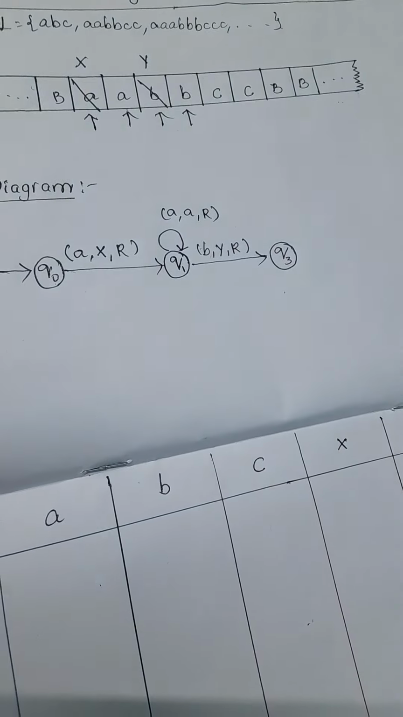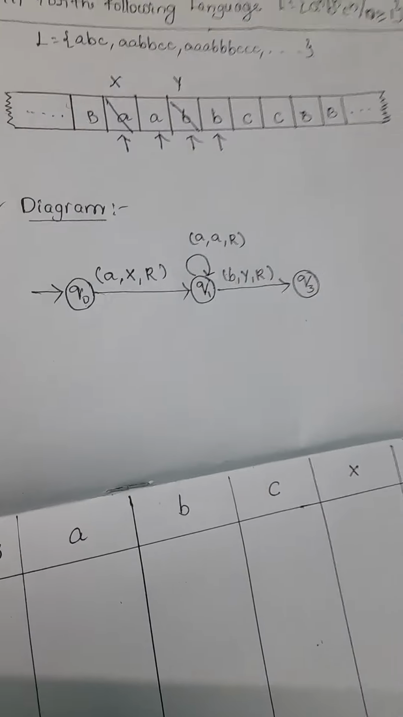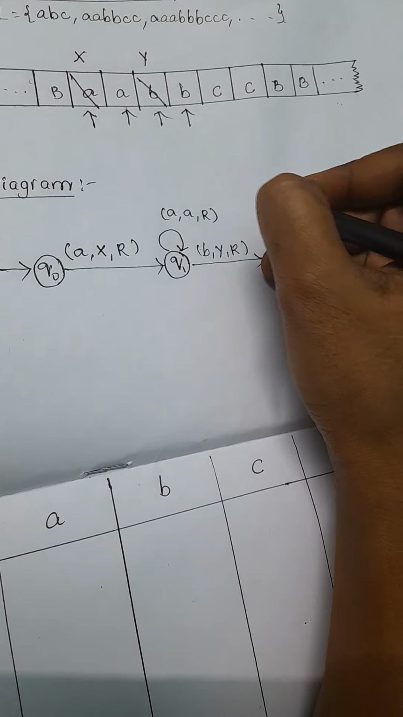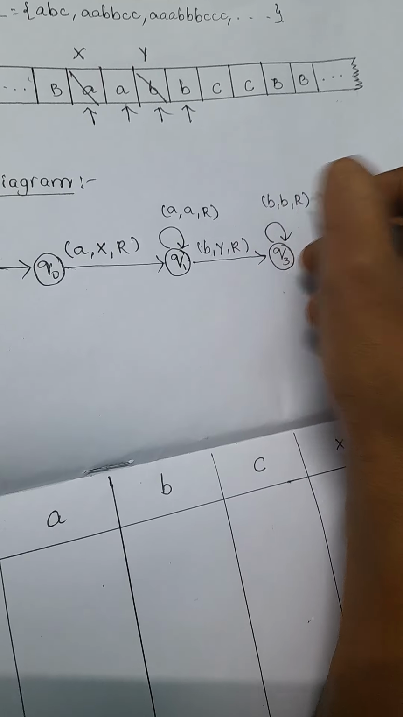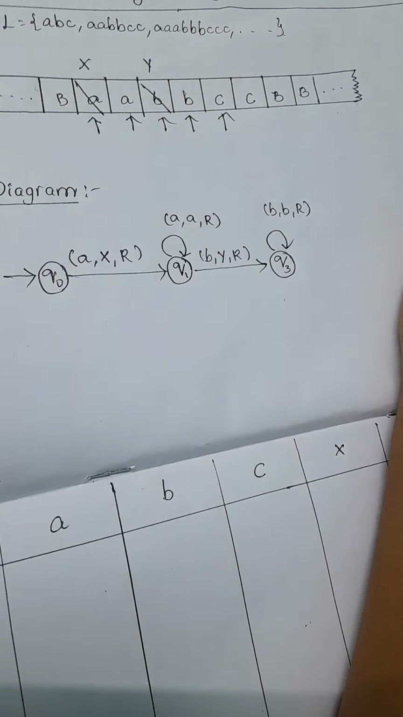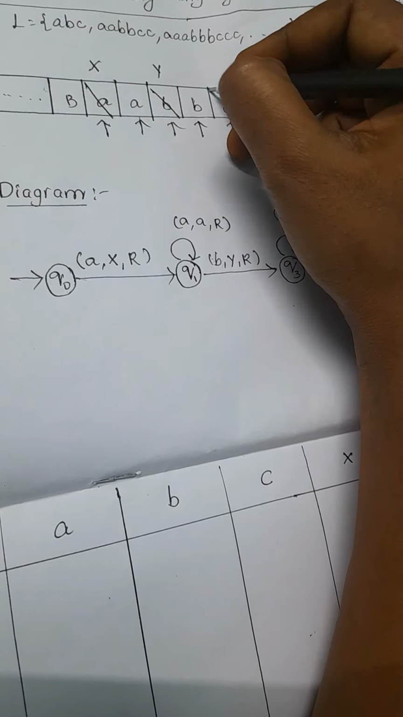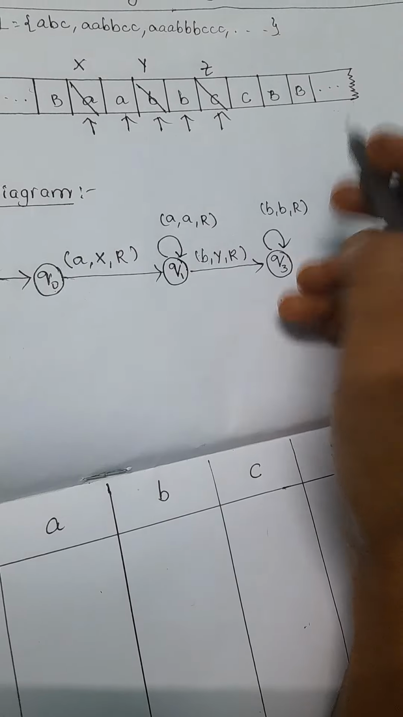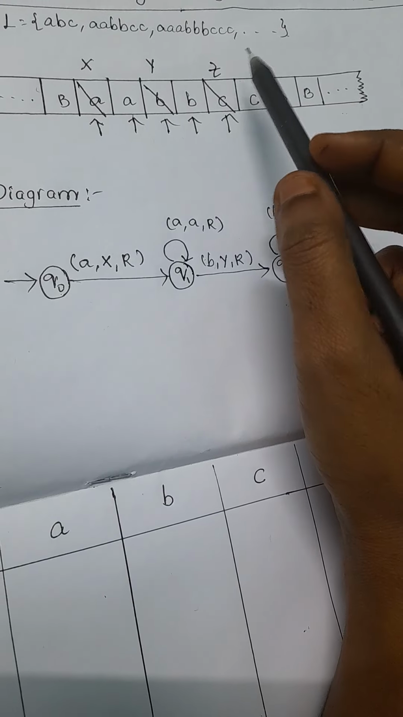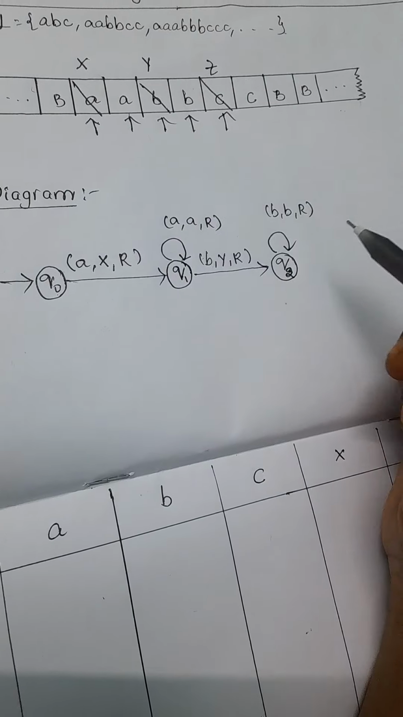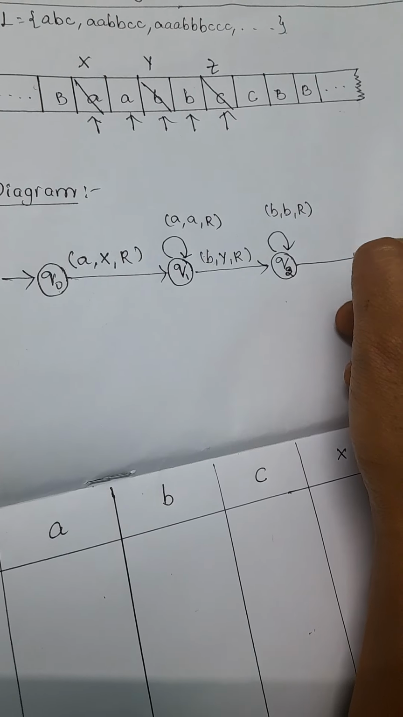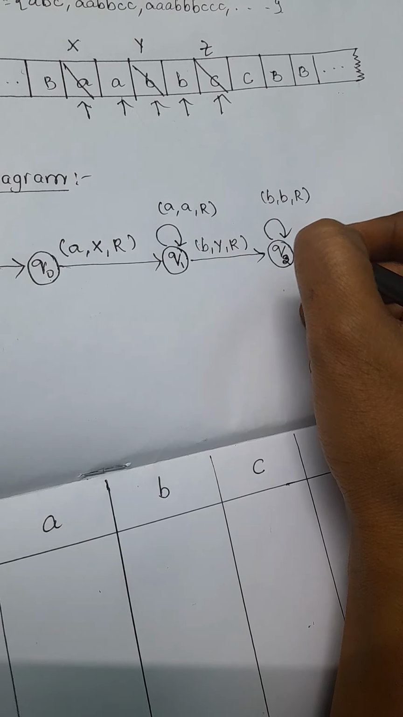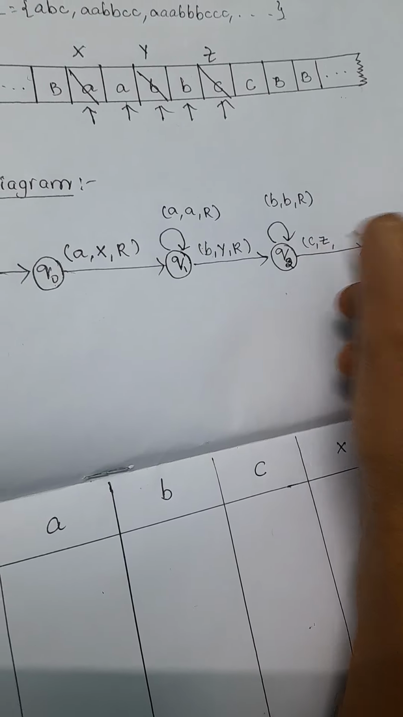Again from here we will read the second B. While we are reading the second B, the symbol won't change. So that's why self loop. B remains B only, we need to move right side. Next we will read the first C symbol. While you are reading the first C, it will be changed to Z. So since this is a Q2 state, it will change to Z. Since the symbol is changing, state also will change. From Q2 to Q3 state we will move. Here we will write C is changing to Z.